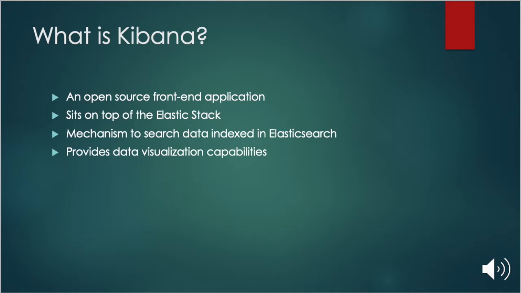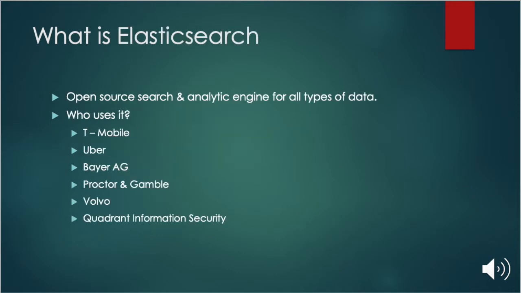That might also bring up a question of what is Elasticsearch? Well, Elasticsearch is an open source search and analytic engine for all types of data. Generally, Elasticsearch is used to store very large data sets of information for query and analysis. Who uses Elasticsearch? Well, as you can see from the slide deck, a lot of large companies with household names in addition to Quadrant Information Security.